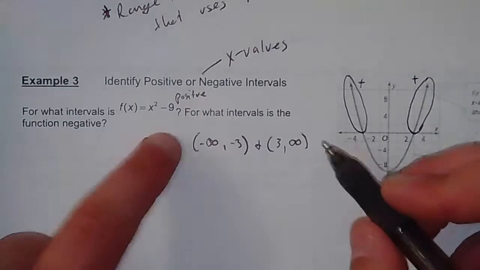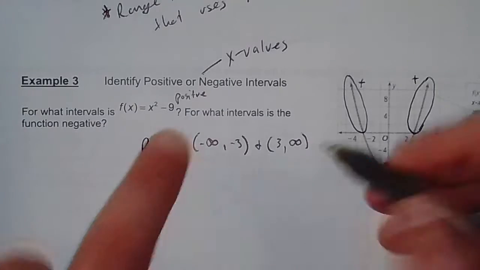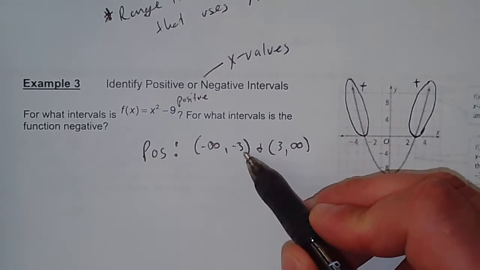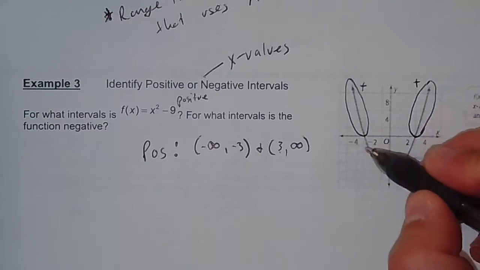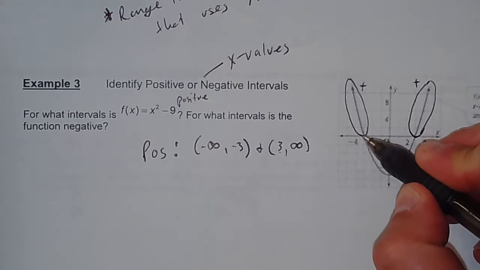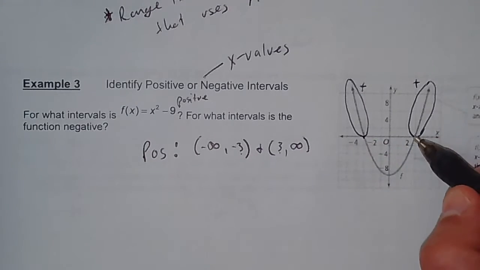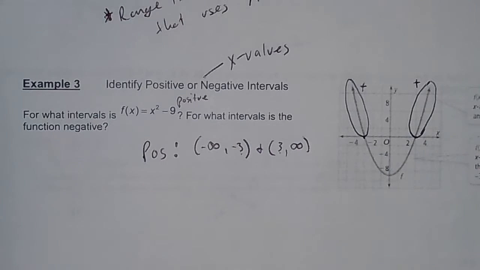Okay, so remember how this works. We always use parentheses with infinity because you can never reach infinity, so we don't include it. But I used parentheses on the negative 3 and positive 3 because at negative 3, this graph's actually 0. So it's not positive, nor is it negative. It's neither. So that's why we're saying everything up to negative 3 and everything up to 3 there is positive. So that would be my positive interval.